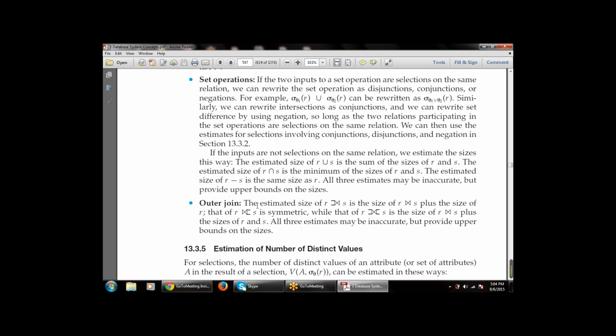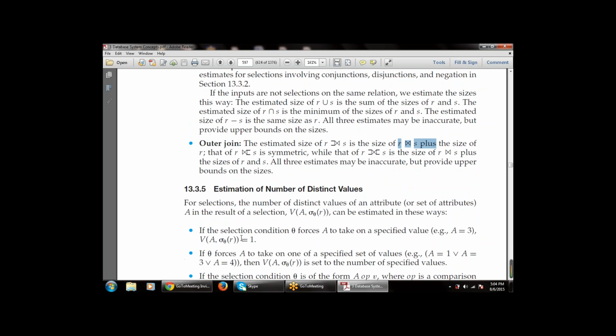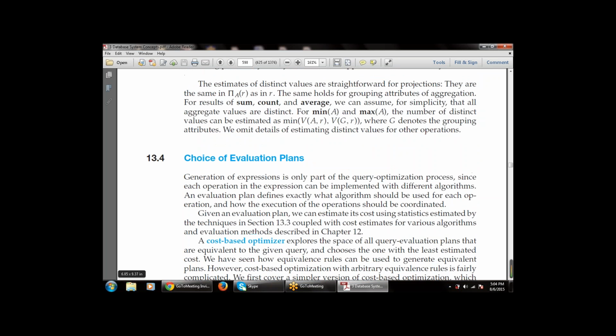Next is the outer join: the estimated size of R left outer join S is the size of R joined with S plus the size of R. The next topic is the estimation of the number of distinct values. Then comes the choice of evaluation plans, that is, what choices are required for the evaluation plan.